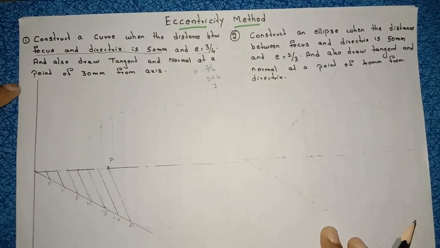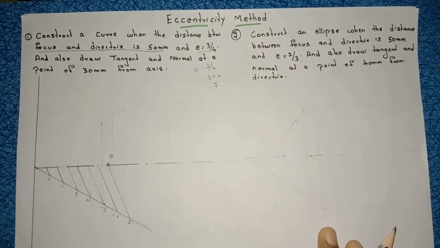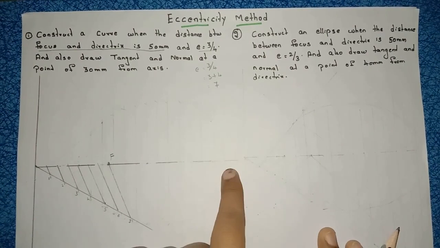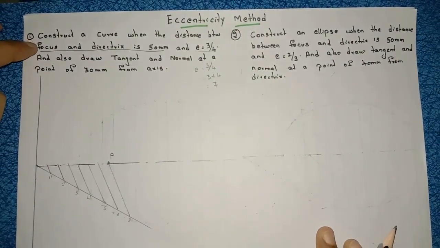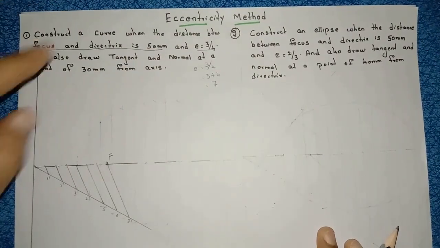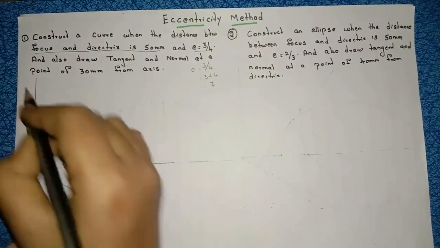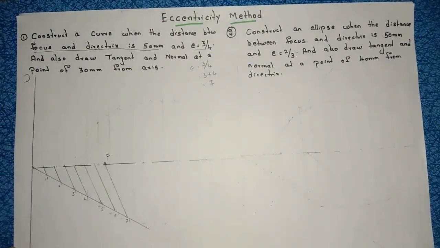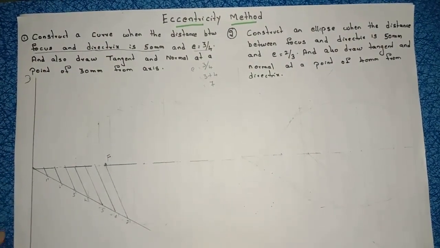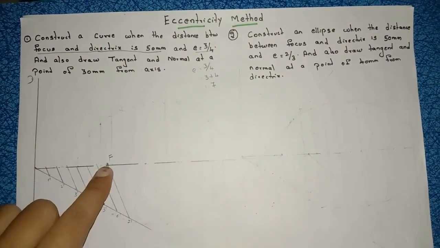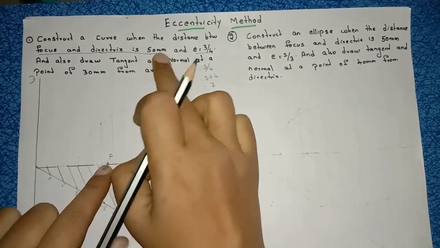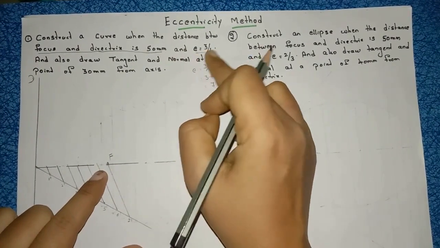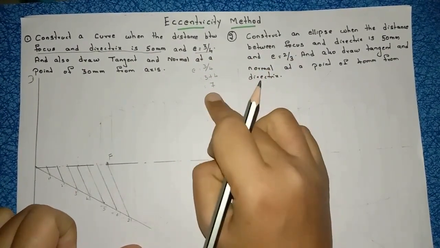Once again I am repeating. First we are drawing the directrix line, then next we are drawing the axis line of any length. Then next we are coming to the question: focus and directrix distance is 50 mm. So this is the directrix line, D dash. The distance from focus to directrix is 50, right? After marking 50, the immediate step is e is 3 by 4, 3 plus 4, 7.